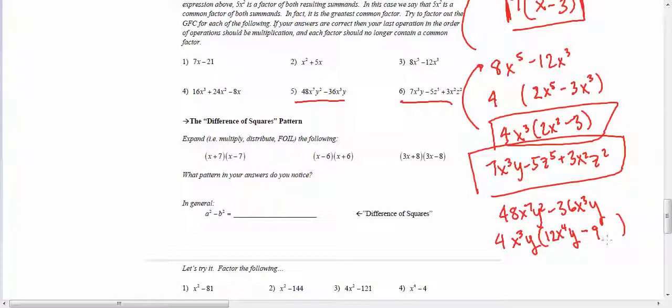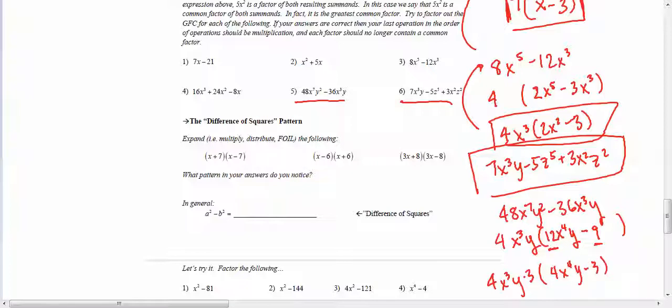Oh, I guess I could have pulled out something even bigger than just 4. I could have pulled out 12. I know that because, look, the numbers, I can still pull out a 3 out of there. So I've got 4x cubed y times 3. And then if I pull 3 out of here, I get 4x^4 y minus 3.